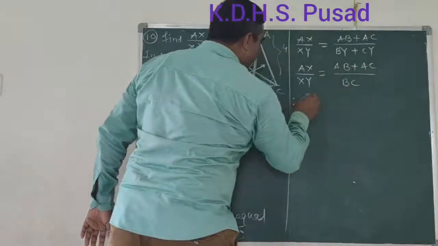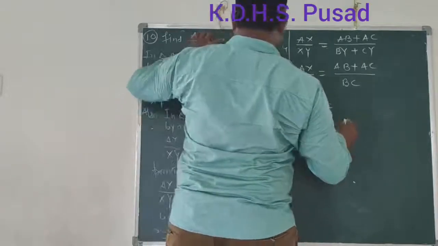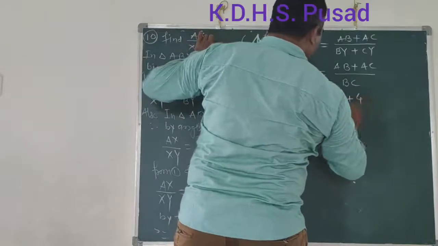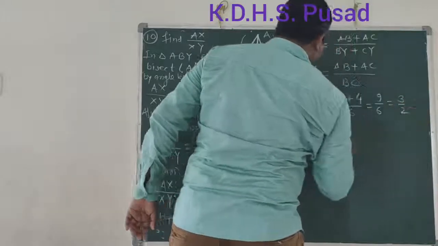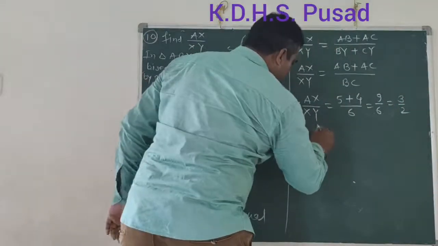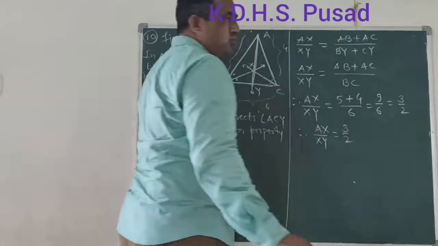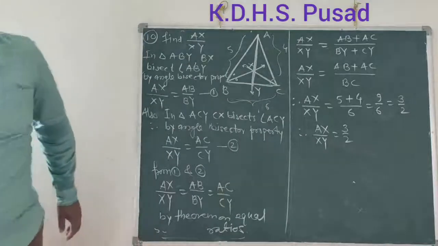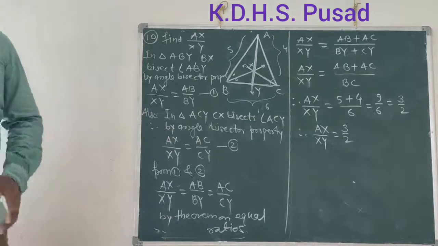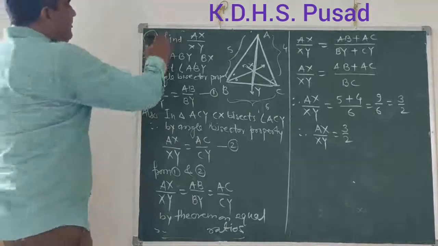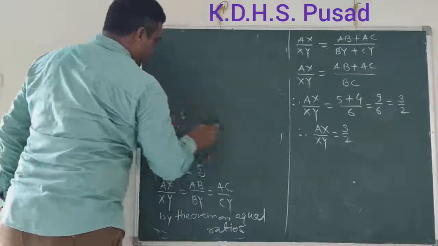And now put down the values. Therefore AX by XY is equal to AB, that is 5, AC 4, BC 6, that is 9 by 6, that means 3 by 2. Therefore AX by XY is equal to 3 by 2. Okay. In this way we can solve this question by using logic. Now in the same way, I will consider only a few questions. I need 2 questions now.